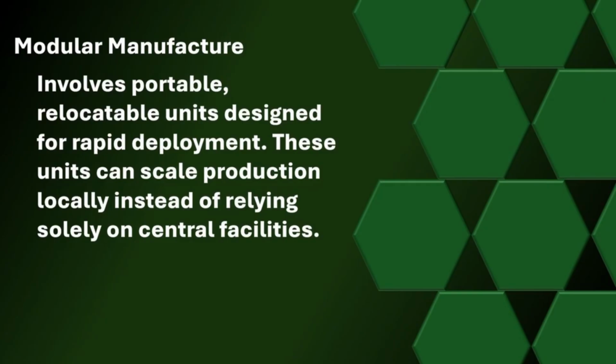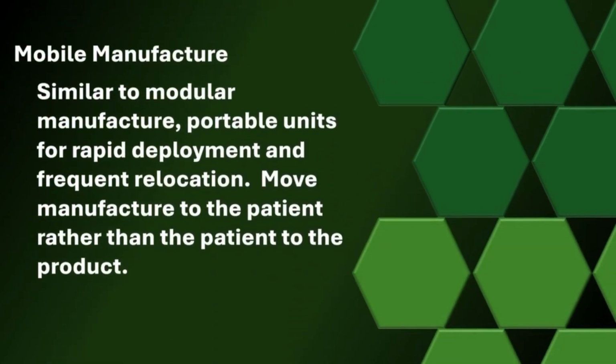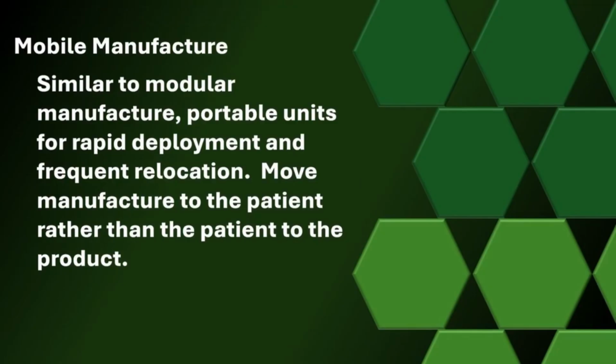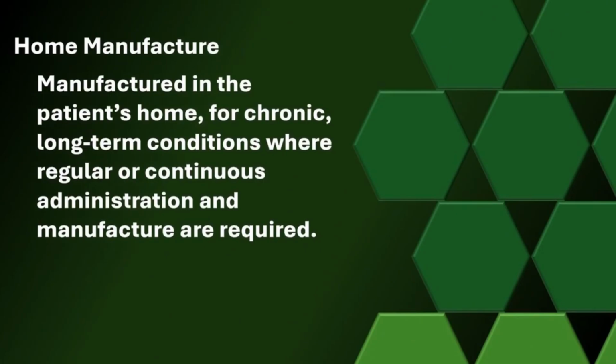locations, and operate for a period of time. These units can deploy manufacturing facilities locally instead of relying solely on central factories. Next is mobile manufacture. Similar to modular manufacture, these units will be transportable, but are anticipated to be moved more regularly than the modular units. The specialist equipment will move to where patients are when it isn't possible to move the patient close to the manufacturing center. Finally, we have home manufacture.